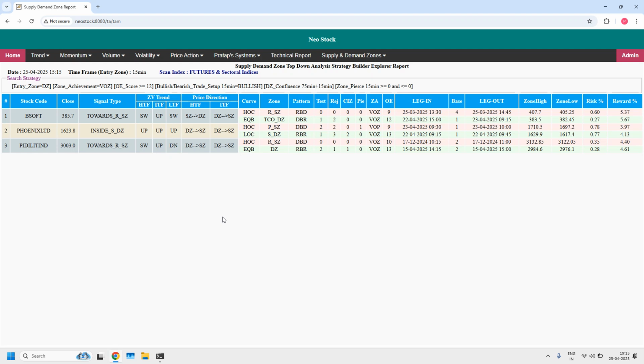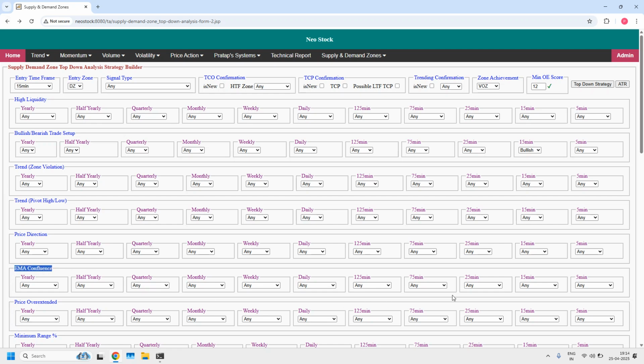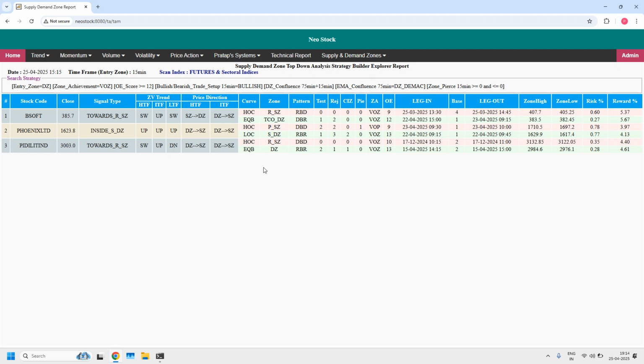So let's verify if any 75-minute demand zones are having daily EMA confluence. In that case, the overlapped 15-minute demand zones might be having even more high probability to get success. So let's filter in the EMA confluence at 75 minutes. I'm setting 75-minute demand zone having daily EMA confluence. All 3 are filtered. So that means all these demand zones are having more high probability to get success. Maybe that is the reason why all these zones are tested multiple times.